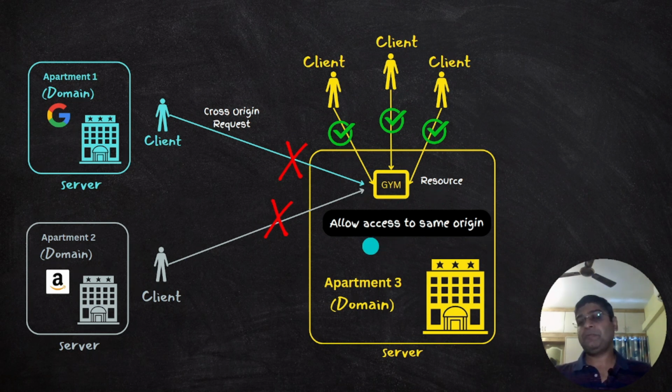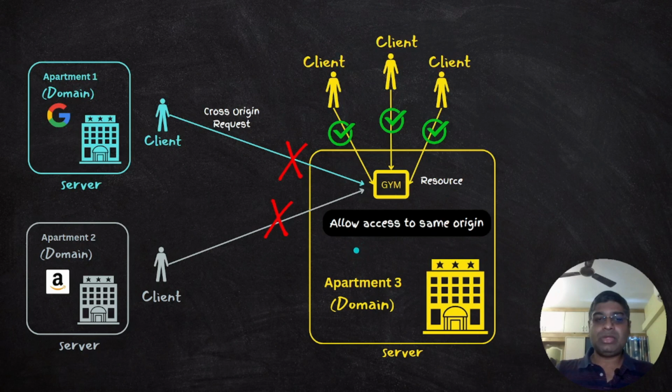Now by default the apartment will allow access to same origin. What does that mean? The apartment would allow access to the residents of this apartment, right? This is the default setting. Same thing happens with respect to a server. Let's say you create a server and you expose a number of APIs. The default setting says by default I would allow access to same origin, that means people that are residents of this apartment.